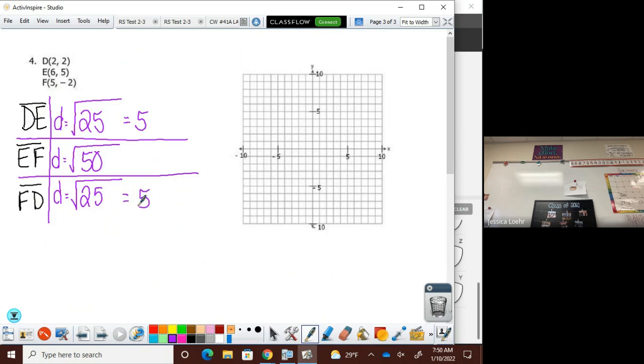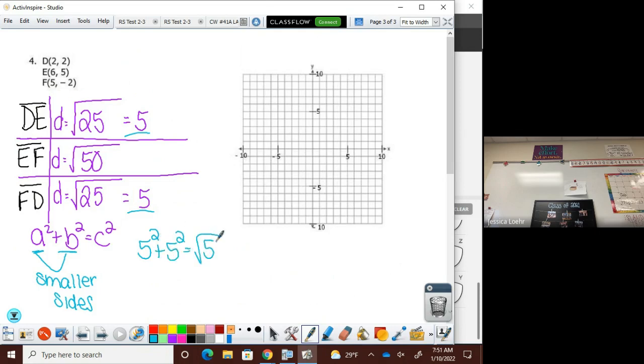Now, the reason that I don't really like this method as much, aside from having to do the distance formula 3 times, is that after you do all that, you now have to plug it into the Pythagorean theorem. A squared plus b squared equals c squared, which means the two smaller sides are your legs, your a and your b. So you're going to say 5 squared, or you can say radical 25 squared if you didn't simplify it, it doesn't really matter, plus 5 squared equals radical 50 squared, and you're checking to see if that works.